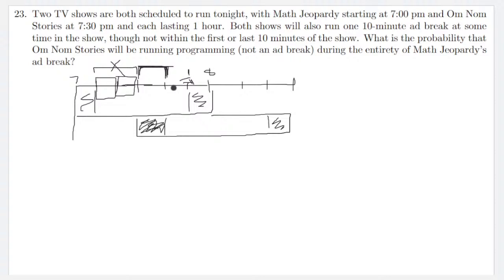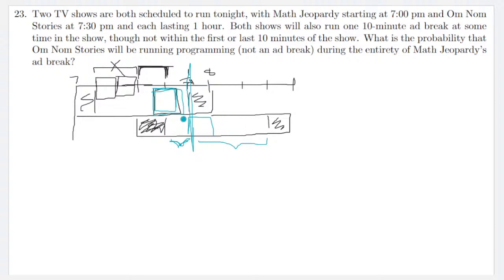So now we have to ask, what's the probability now that Om Nom Stories' ad will intersect with Math Jeopardy's ad? So let's say our ad is here. I'll mark it in a different color. Let's say our Math Jeopardy ad is here. Well, obviously, if Om Nom Stories' ad starts beyond this point, they'll never intersect, right? And so this part is no intersection, and we know that. So within this range, well then what's the chance of intersection?